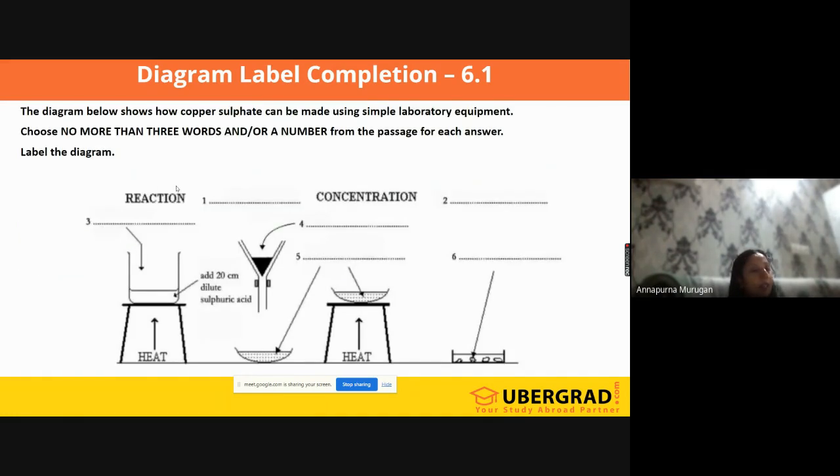Now here, what is that? First stage, the reaction. Second stage is what?